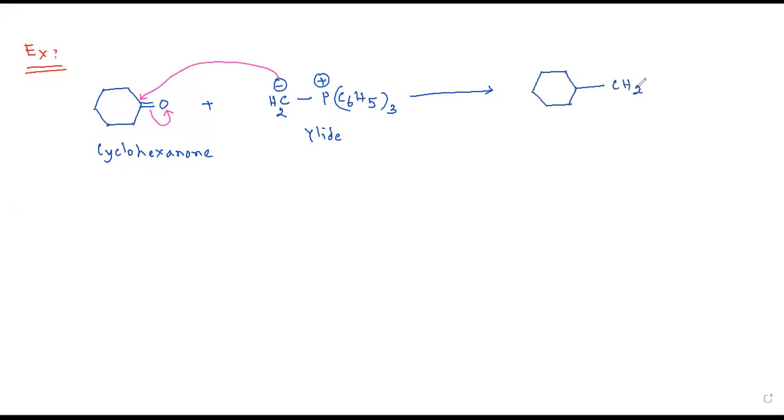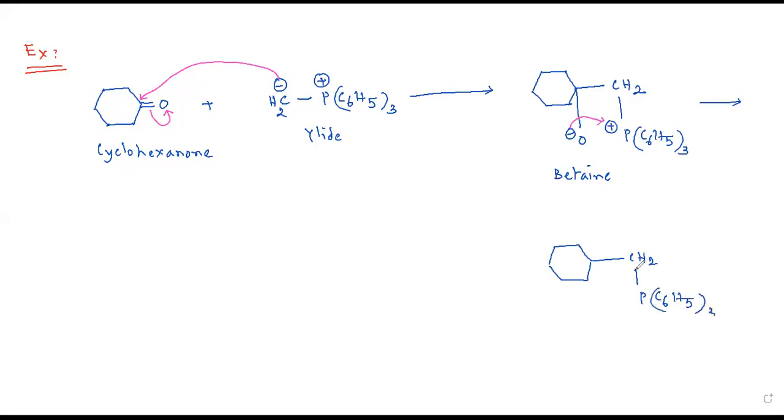This gets connected to CH2. You've already got oxygen with a negative charge, then this with a positive charge. So this is our betaine intermediate. Then this attacks and we'll get oxaphosphetane. This, then CH2, P, C6H5 taken thrice. Yes. So this is oxaphosphetane.